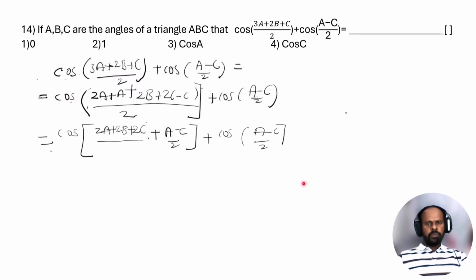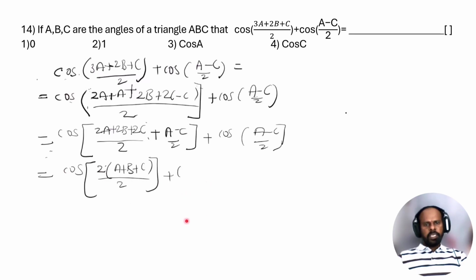And next you see cos, in all these two terms let us take 2 common. So if 2 is common, we get a plus b plus c inside, a plus b plus c, and by 2 plus a minus c by 2, writing as it is. And next term also I am writing as it is, plus cos a minus c by 2.